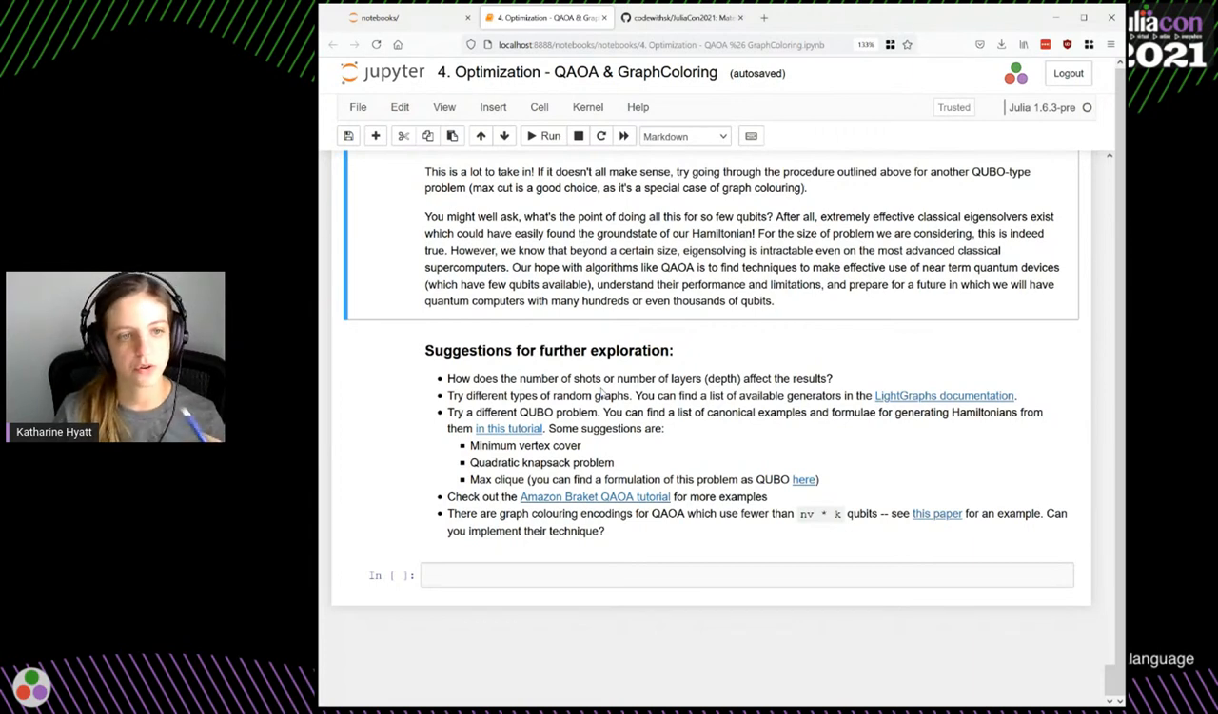We also have a tutorial on Braket itself written in Python to do QAOA for max cut, which you can try. And there are even very nice graph coloring encodings for QAOA, which use fewer than NV times K qubits. So they're qubit frugal, if you like. That would be a cool challenge to implement during the hackathon, if you were interested.